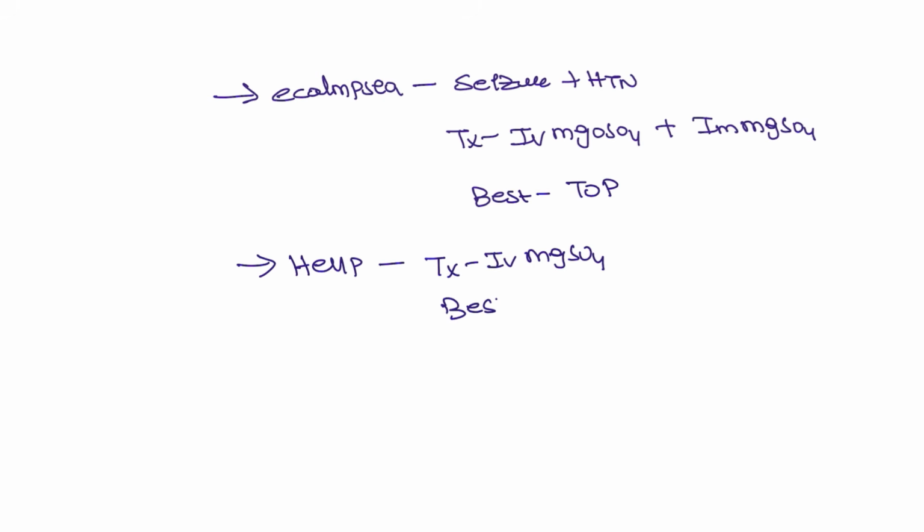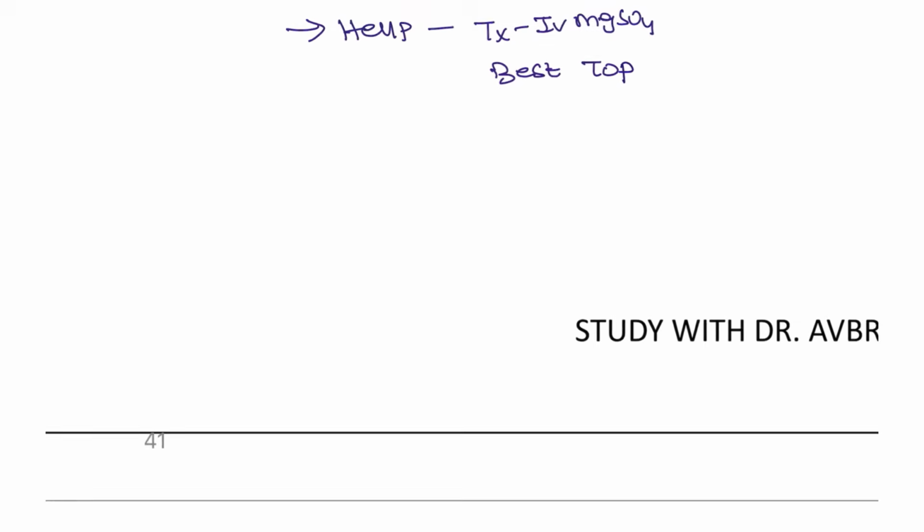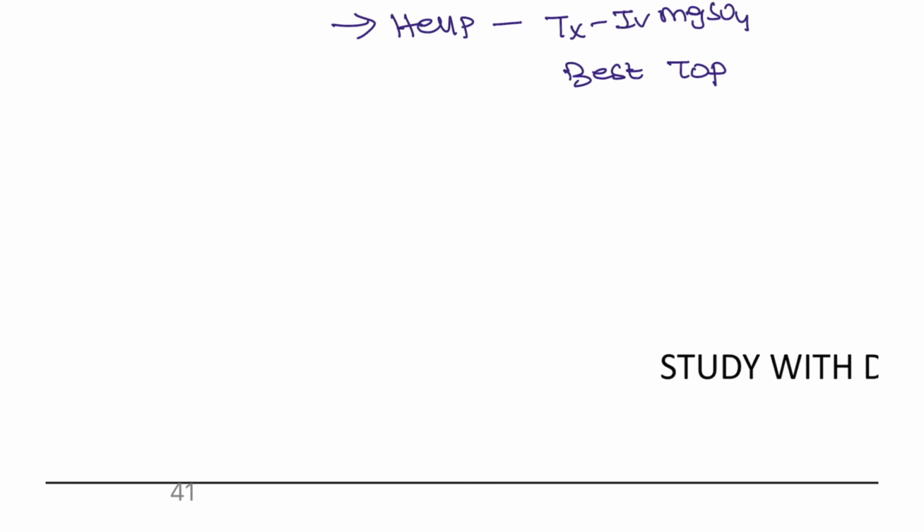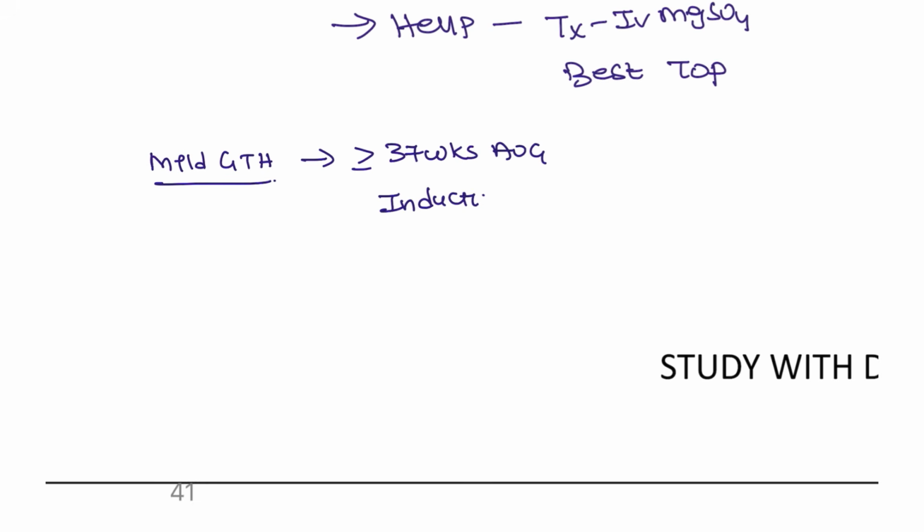Best treatment is termination of pregnancy. Termination of the pregnancy is done for this patient. For the overall delivery, if the patient has mild gestational hypertension, then we can wait until at least 37 weeks of gestation, and then you can go for the induction of the labor.